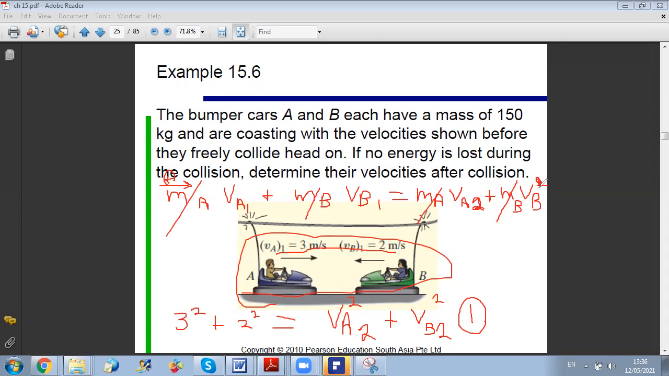Okay. So now, I just replace VA1 by plus 3. So I have plus 3. And VB1 is minus 2, equal to VA2 plus VB2. Okay, this is equation number 2.